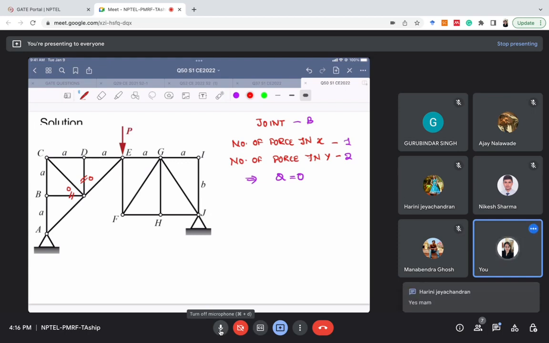Let's say joint number H. I'm taking random joints, okay? So I make up the coordinate system and name the forces: P, Q, and R. We are analyzing joint number H. The number of forces in y direction is only 1. The number of forces in x direction is 2, P and R. This implies that Q is 0. Hence, we can write this as a zero force member.